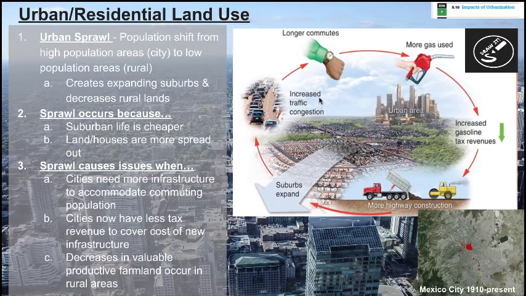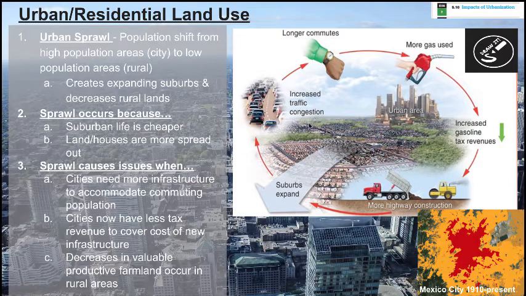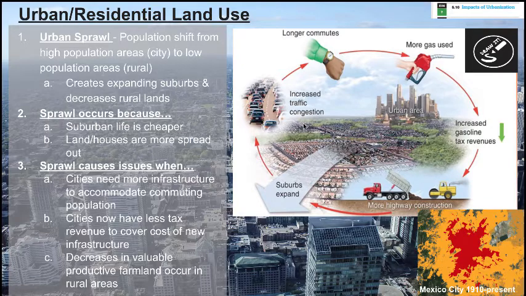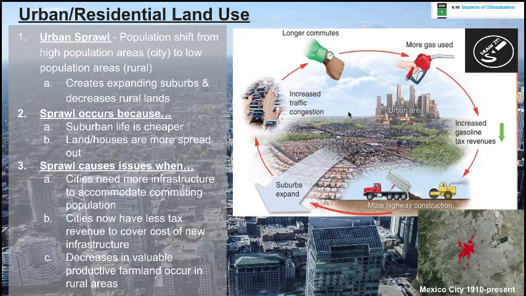Now, people are doing this because the suburban life is cheaper. They tend to not like to be crowded, living in expensive apartments on top of each other. So having land and the ability to spread out is desirable for many people.